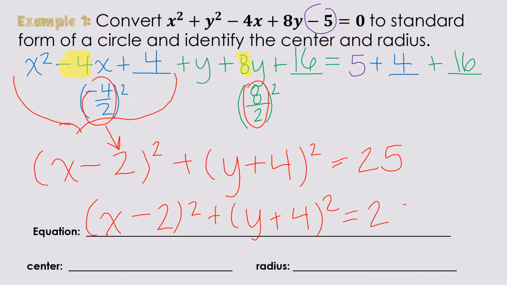So now you have everything you need to identify the center and the radius. Our center, remember, is going to be the opposite of what it appears. It looks like negative 2, positive 4, but it's actually 2, negative 4. We're looking at the h and the k, but it's got to be the opposite. The radius, this 25, is r squared. So we take the square root of that number, and the square root of 25 is 5. That one works out nicely.